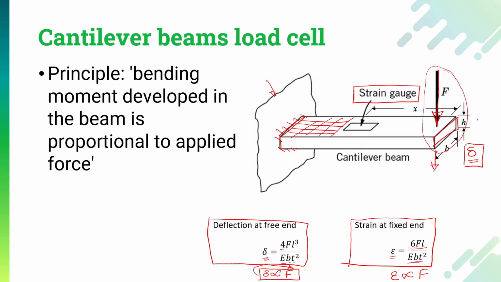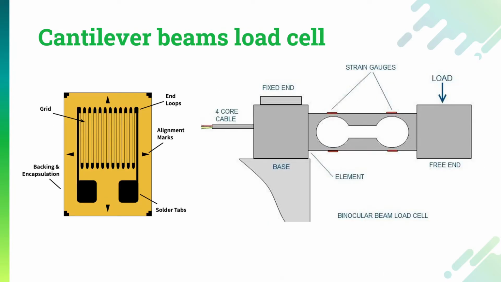Whenever I can measure the epsilon, whenever I can measure the value of the strain, I can say how much force is basically acting at the free end, because both are directly proportional. Now the question arises how this strain gauge basically works. The working of a strain gauge is very simple.